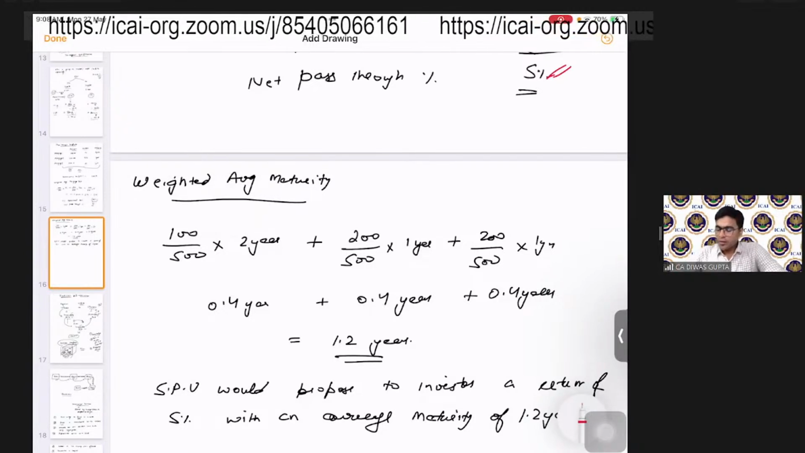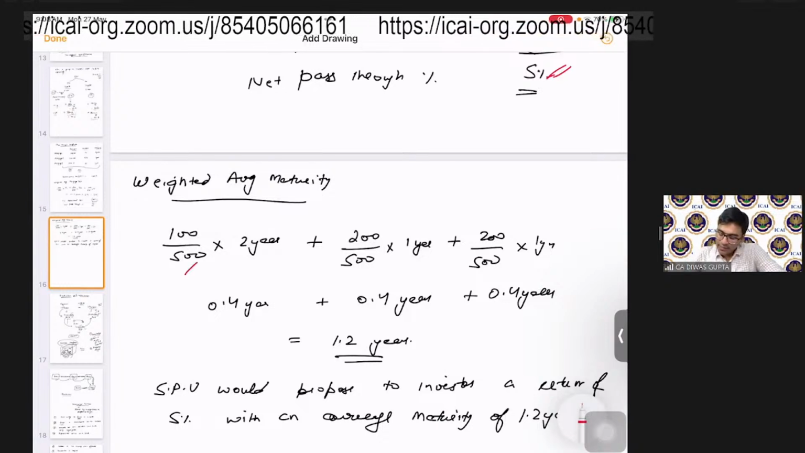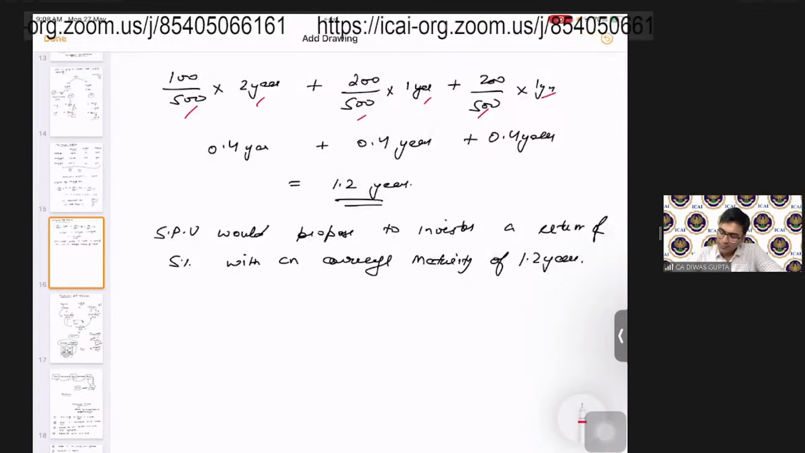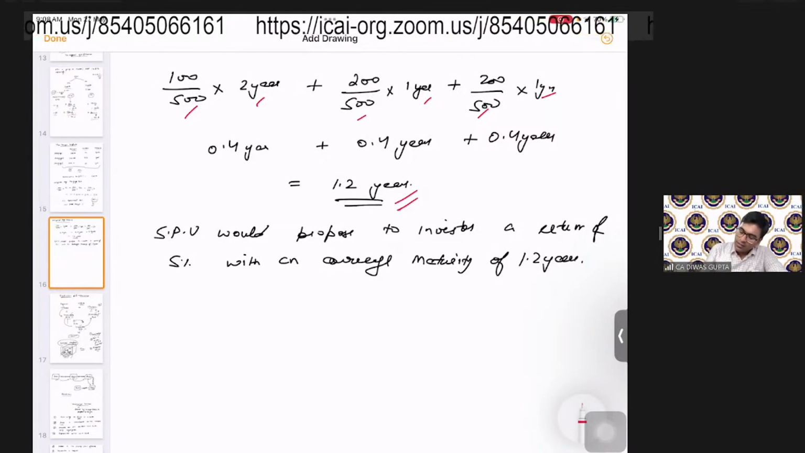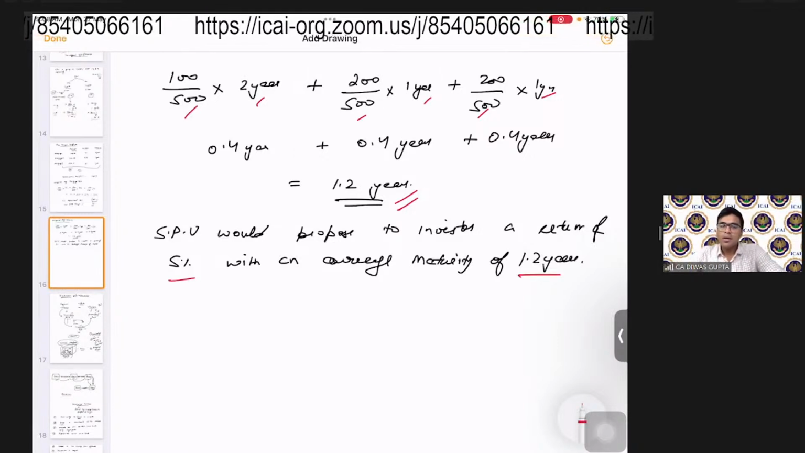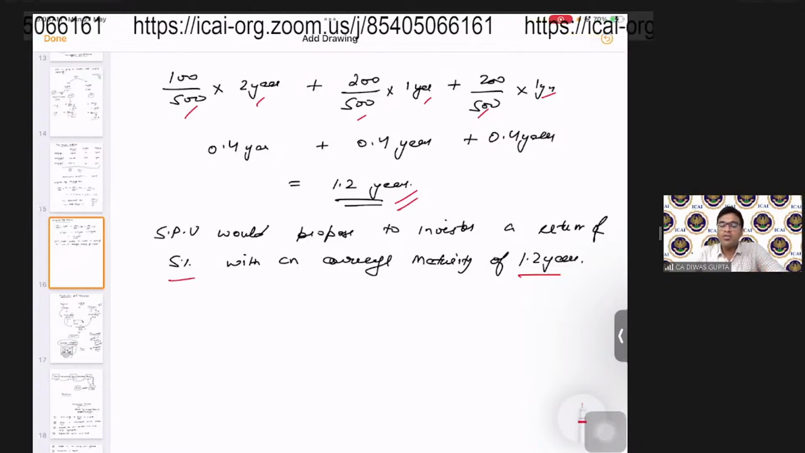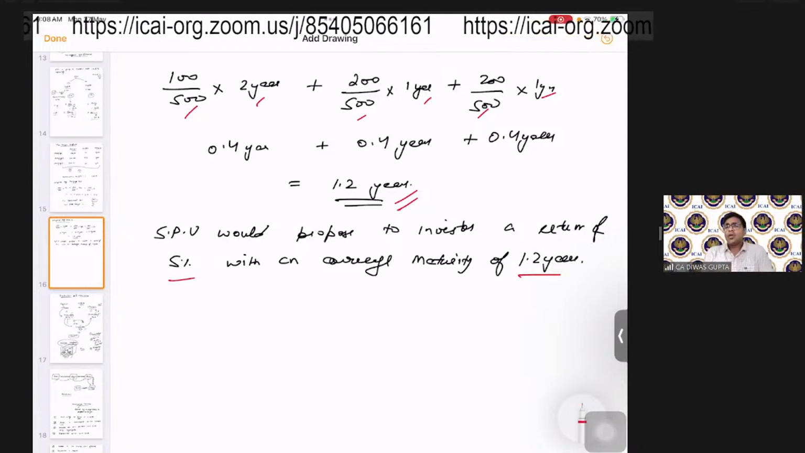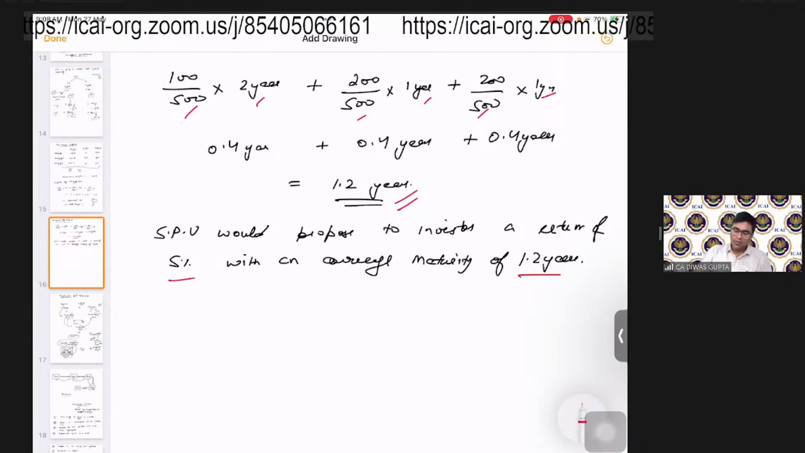Then if I may ask you, what is the weighted average maturity? How will you calculate the weighted average maturity? Again, by taking the weights and multiplying by the respective years. This becomes 1.2 years. So SPV would propose to investors a return of 5% with an average maturity of 1.2 years. Correct? Because SPV can pay maximum 5% as a return for a maturity of 1.2 years. That's how the pass-through certificate is calculated. It is not dependent on any risk of, let's say, default that might come in future.